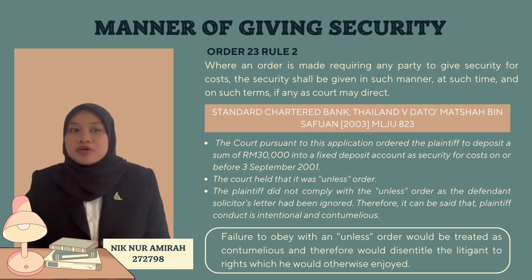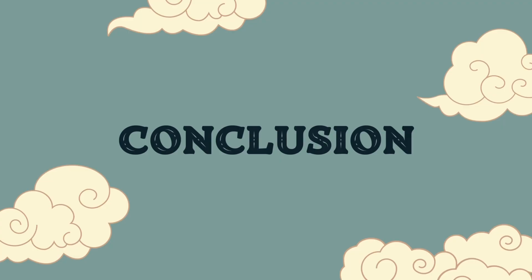The principle laid down here is that failure to obey an unless order would be treated as contumelious and therefore would disentitle the litigant to rights which he would otherwise enjoy, which in this case, the defendant's defense has been struck out by the court.